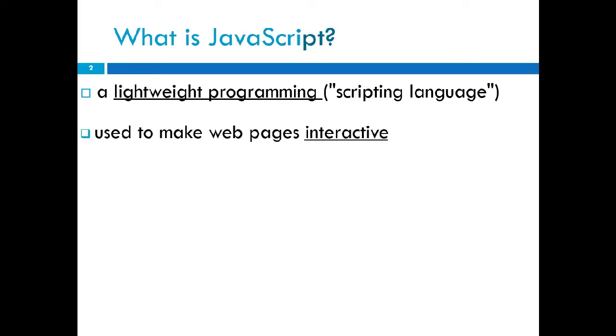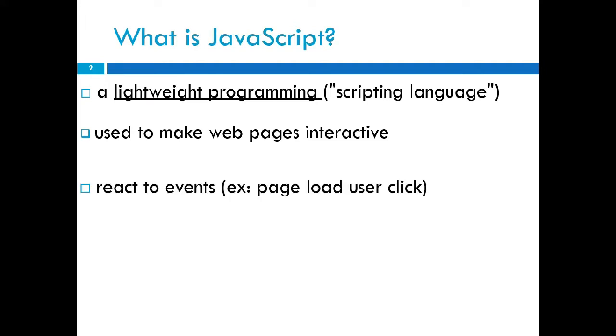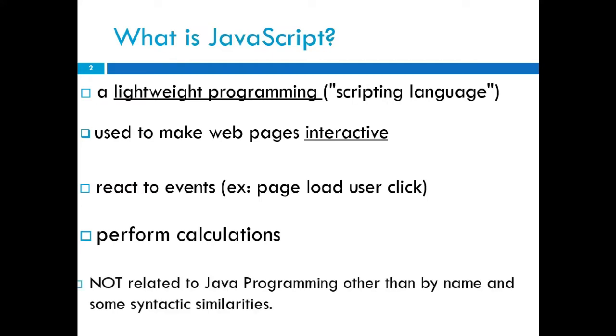JavaScript is used to make web pages interactive. In computer science, interactive refers to software which accepts and responds to input from people. It reacts to events such as loading or clicking a page. It performs calculations. Definitely, it is not related to Java programming other than by name and some syntactic similarities.